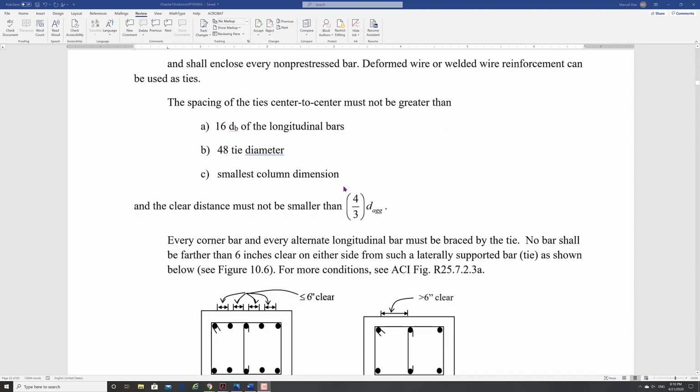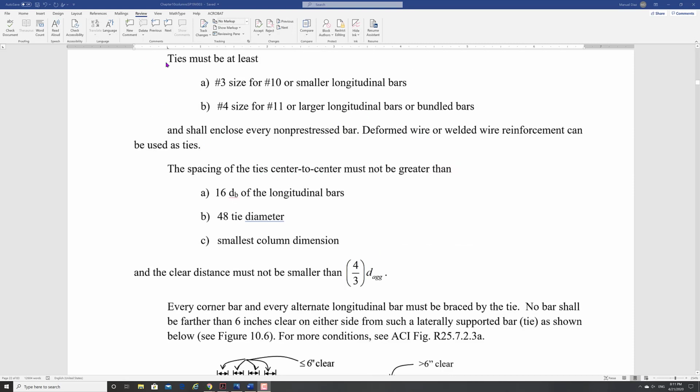The spacing for controlling this lateral movement, this potential buckling of the bar, and trying to hold it in place, are these 3 numbers, right? 16 times the diameter of the longitudinal bar, 48 times the diameter of the tie, and the smallest column dimension. Okay? I think I went through, I would say 70% of the part A, and only 3 people have really used this. Everybody else didn't know what to do. Okay, so don't forget that. This is also valid for columns, right?